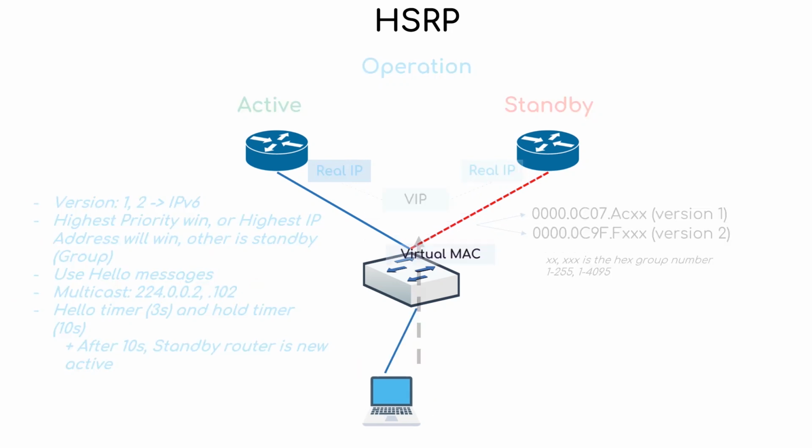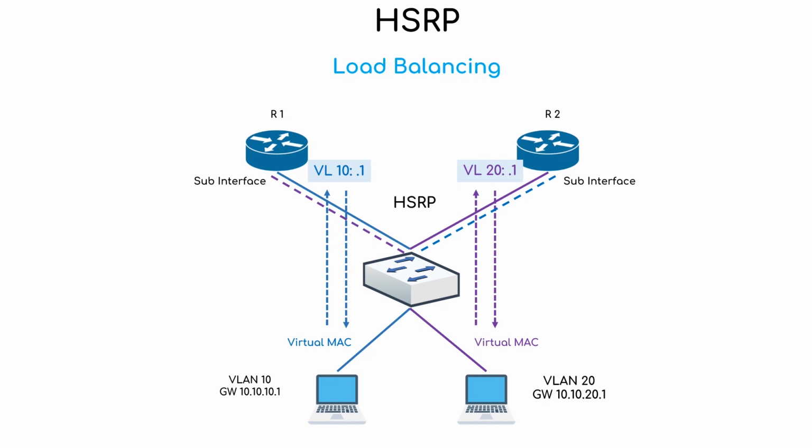Okay. HSRP has a load balancing feature. Actually, in the HSRP group, there is only one active router, and the hosts send traffic to that router, so the routers in the group will not do the same workload. But we can use load balancing in HSRP by separating the active router for each subnet in the group.